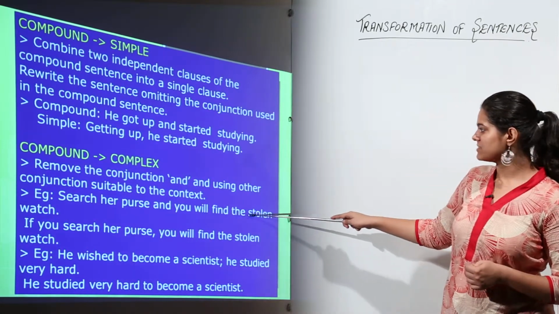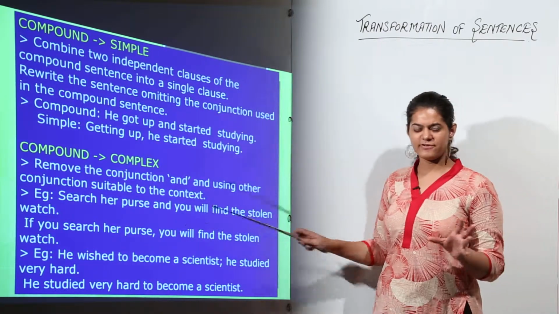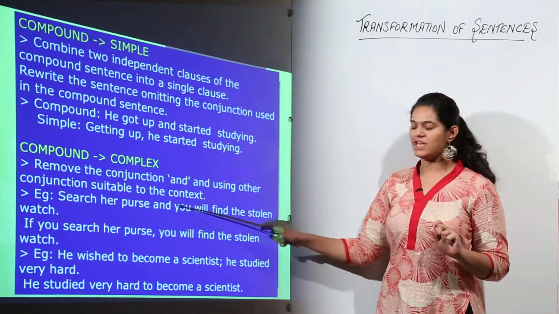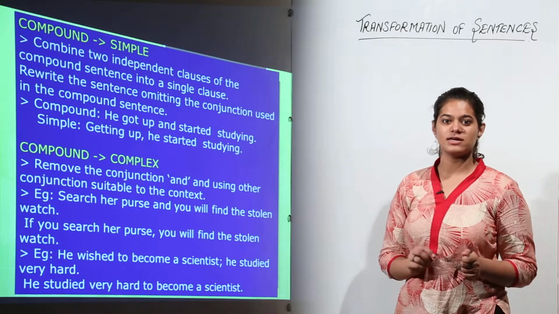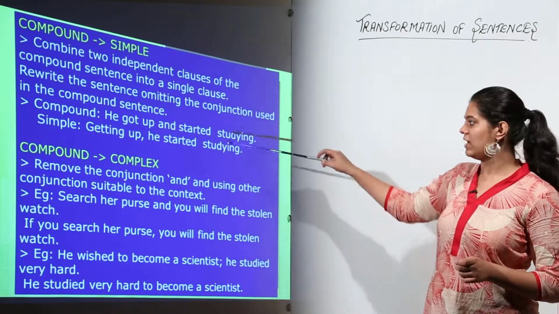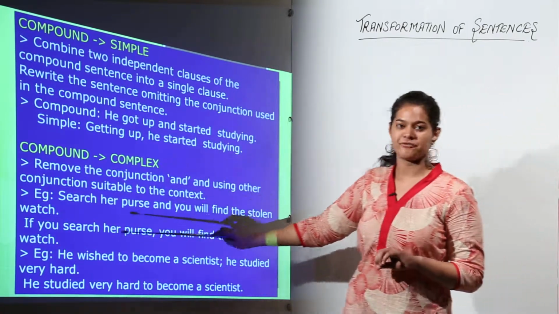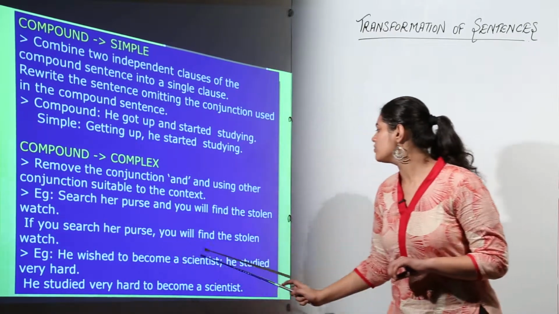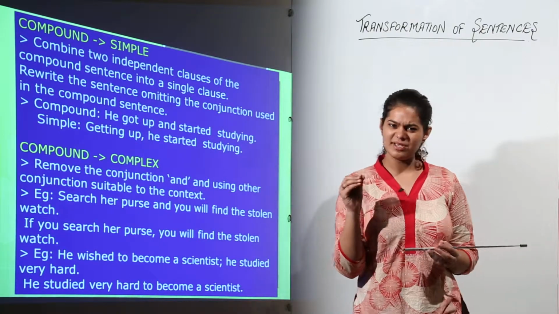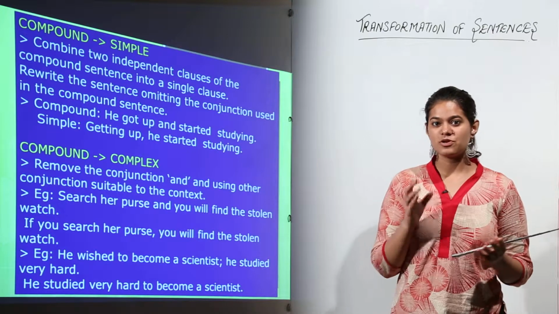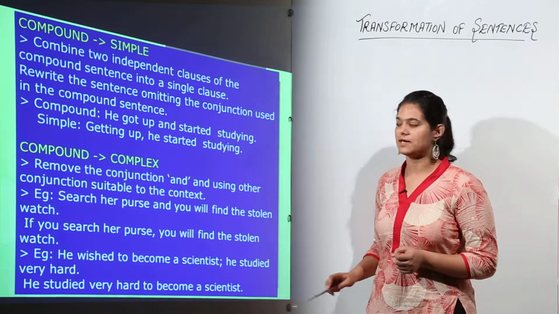So, this is the compound sentence: search her purse and you will find the stolen watch. We can figure out that there are two sentences and they have been joined using "and", right, but the dependency of the two sentences is not very clear. To make it more clear for converting into a complex sentence, what we do is we use "if". So, if you search her purse, you will find the stolen watch. Now, we see that the two sentences are not so easily separable, right. So, the dependency becomes more clear.